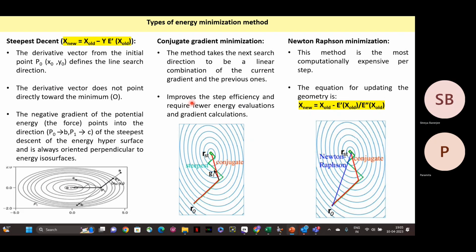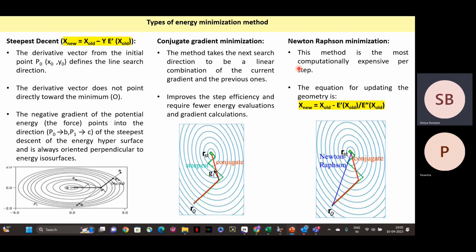so the calculation is much more rapid. In Newton-Raphson minimization, the advantage is that it is the fastest of all these minimization techniques, in that it hardly takes 1 or 2 steps to go from the initial to the minimized structure. But the problem is that the Newton-Raphson calculates the second derivative also. So it takes time. Because it has to calculate the second derivative of the energy, the Newton-Raphson method takes longer time, but the number of steps is very much reduced compared to the other methods.